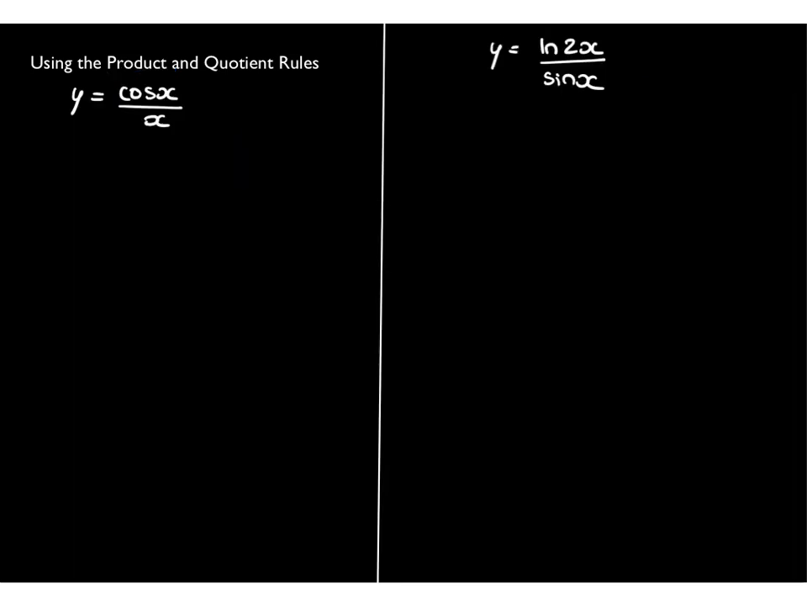So have a look at the final pair of examples, and you should notice straight away they are both quotients. So first example, u equals cos x, v equals x. So can you all see, hopefully, the u over v format? Du by dx we now know is negative sine x, and dv by dx is equal to 1.